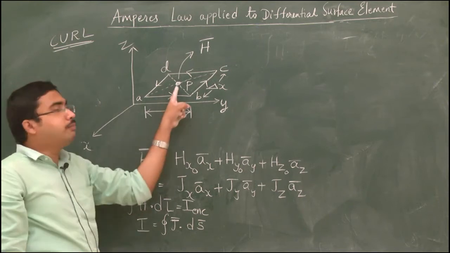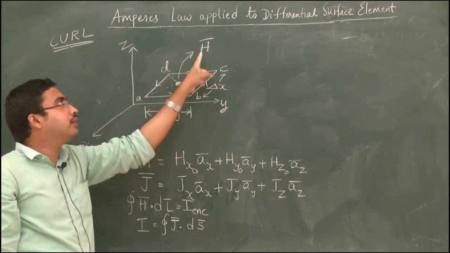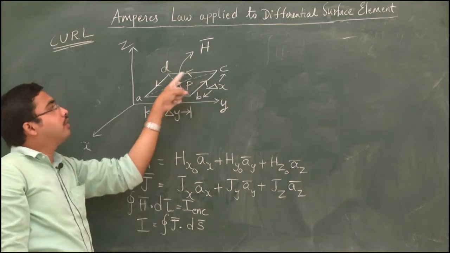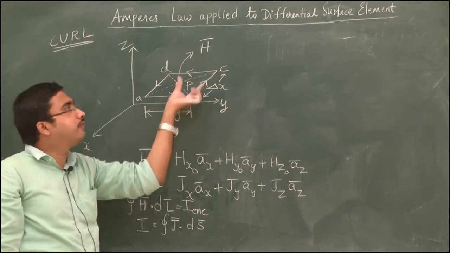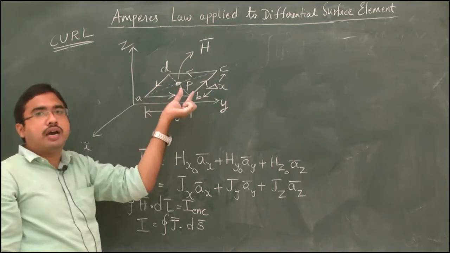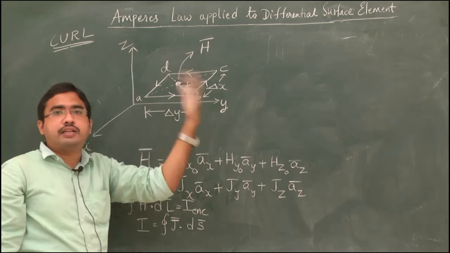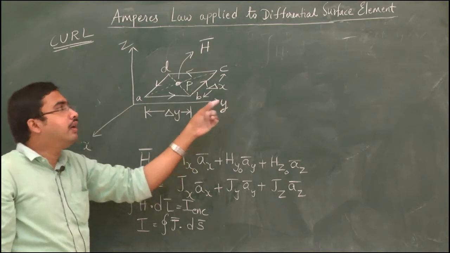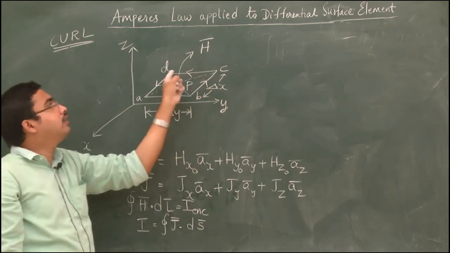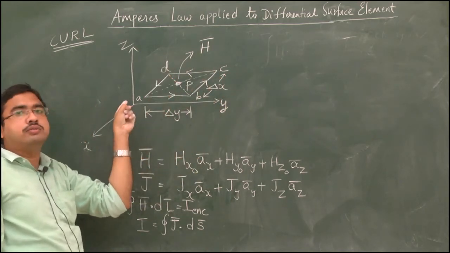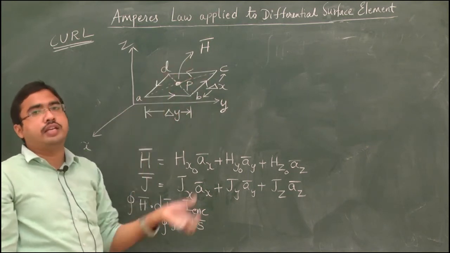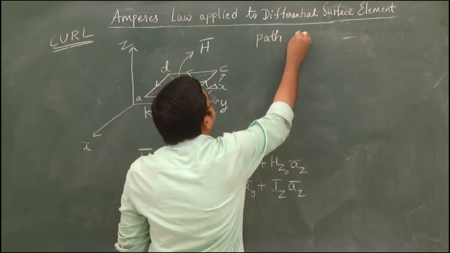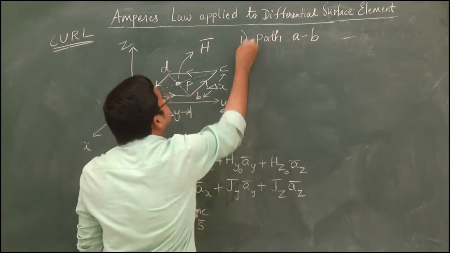Now, to find the magnetic field intensity H bar at point P, which is exactly at the center of this closed Amperian path, we should find H bar due to each side separately. That means H bar due to AB, H bar due to BC, H bar due to CD, and H bar due to DA. All these we need to find separately. First I am considering path AB.